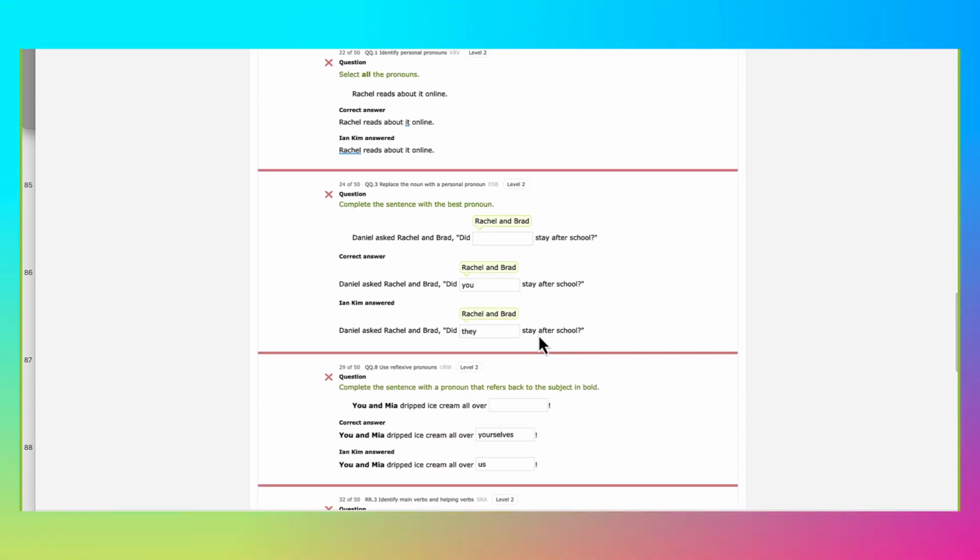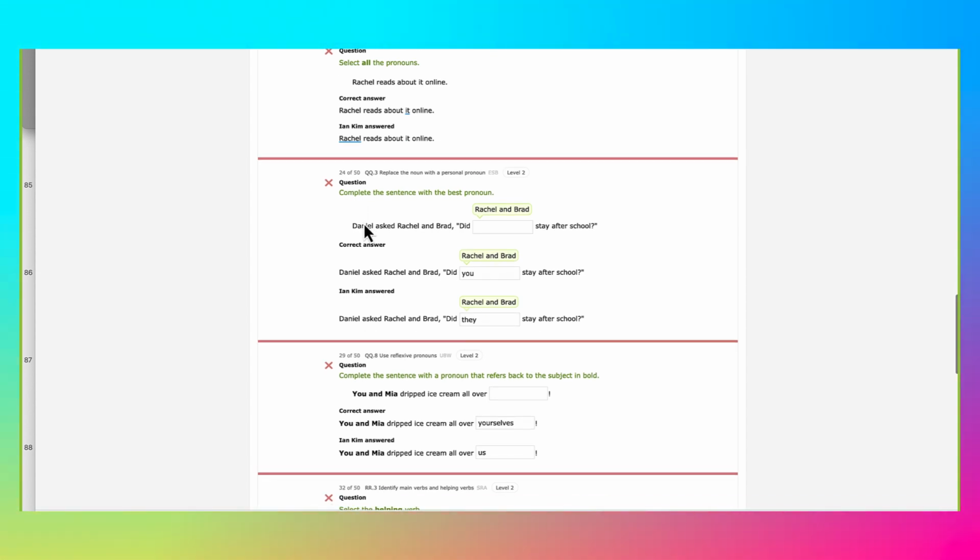Select all the pronouns. Rachel reads about it online. Okay, so pronouns. A pronoun always replaces a noun, because we actually do not know what it is referring to. Could be a news article or magazine. But Rachel reads about it online. So this "it" is a pronoun. Rachel is a specific person, so that's not a pronoun. Okay, that's just a proper noun.